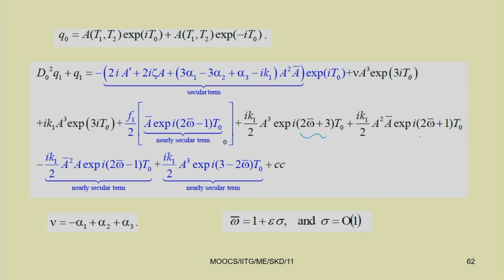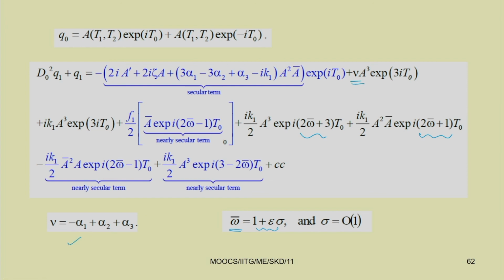So, higher order frequency 2 omega bar here and 2 omega bar here also, and here you are taking another term, that is minus i k1 by 2 a bar squared a e to the power i (2 omega bar minus 1) t0. Okay, so here omega bar, that is the external frequency, we are taking equal to 1 plus epsilon sigma. Like the previous explanation, sigma is the detuning parameter. Here nu we have taken equal to minus alpha 1 plus alpha 2 plus alpha 3.